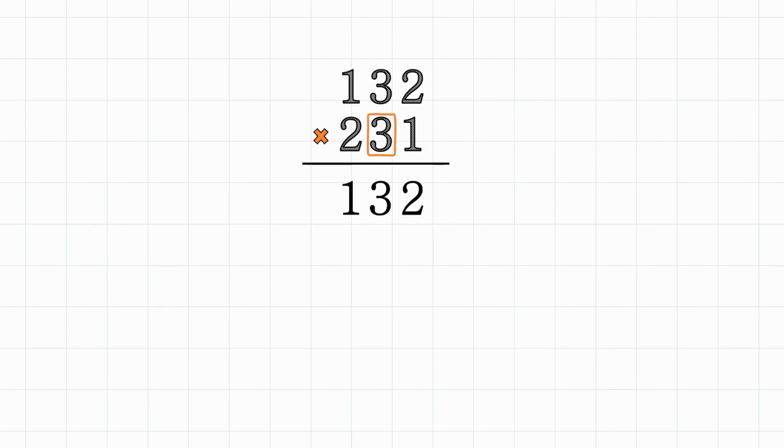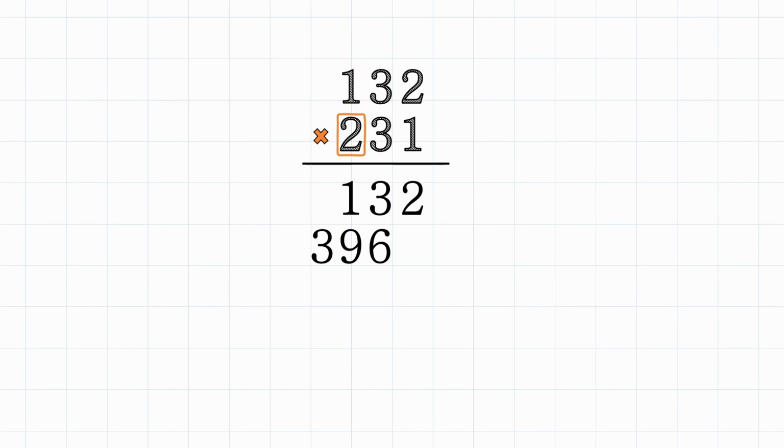Then we move to the second digit of this number. We now multiply this digit with all the digits of the first number just like we did previously. As this digit is in tens place, we note the result one step shifted to the left, that is starting from the tens place. So 3 times 2 is a 6. 3 times 3 a 9 and 3 times 1 a 3. Similarly, we move to the next digit and repeat this process.